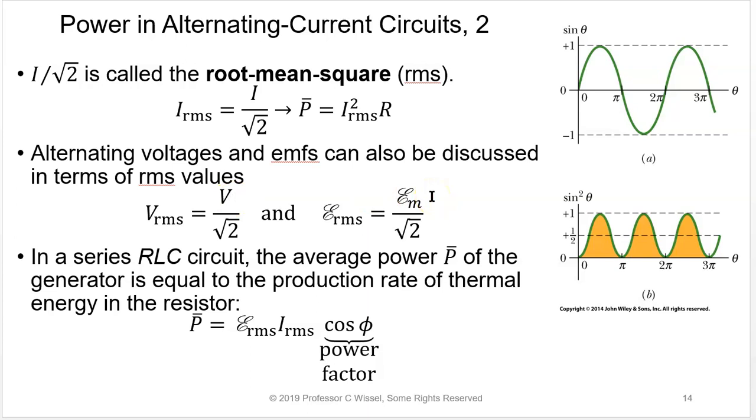In other words, peak. In a series RLC circuit, the average power P of the generator is equal to the production rate of thermal energy in the resistor. So P equals ERMS, IRMS times a factor called a cosine phi term. This is called a power factor. And this is related to the phase of the circuit. This looks a lot like P equals EI, or P equals VI.